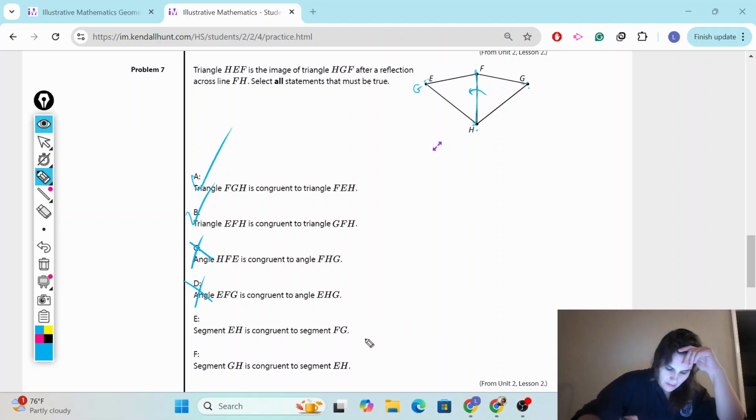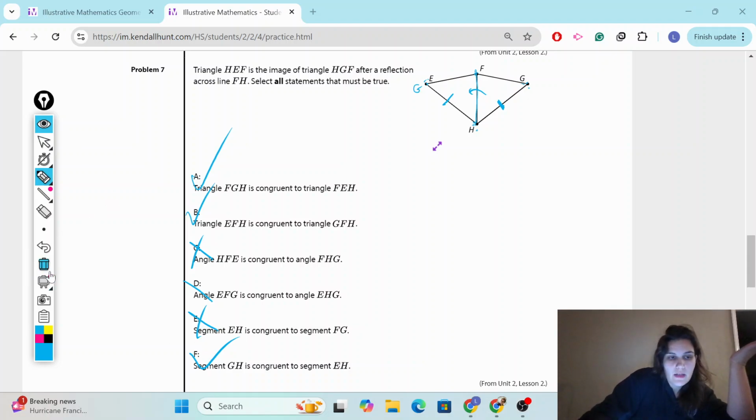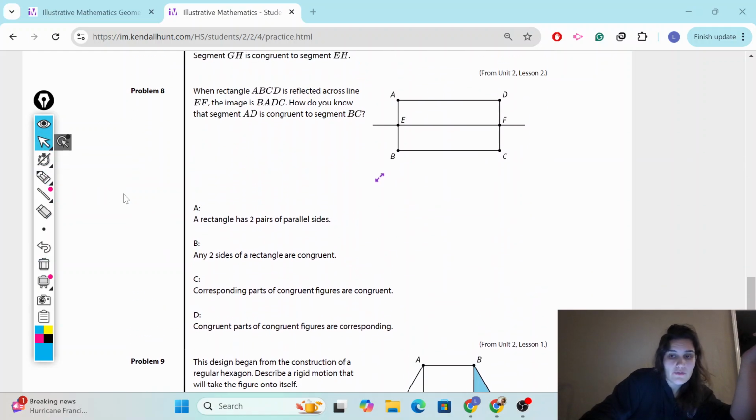Now we have segment EH is congruent to segment FG. EH is right here. Is it congruent to FG? No. So, not correct. Let's erase those so it's not confusing. And then segment GH. Is it congruent to segment EH? Or do they correspond? Yep. All right. So, you should be an expert at corresponding angles right now. But if you need extra practice, pause this video and try one of those questions on your own.